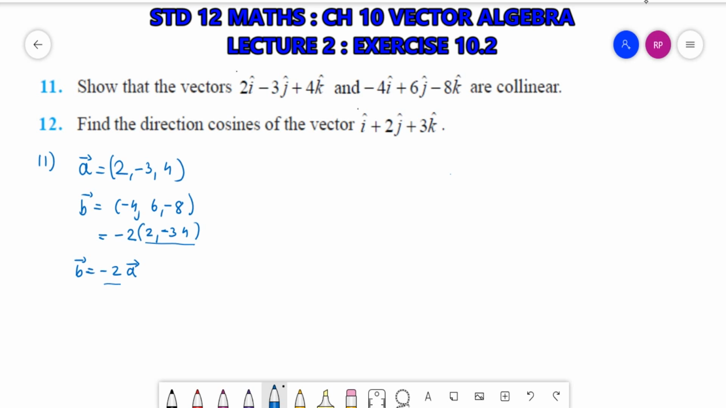See, the direction is opposite because the scalar is negative. If it was positive, then both would have the same direction. But in this case, the direction is opposite. But they are still collinear, right? Collinear vectors means both must be parallel, either the direction must be the same or opposite. Hence, B and A are collinear. Okay, this was about question number 11. Now let's see question 12.